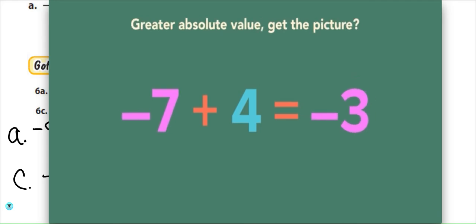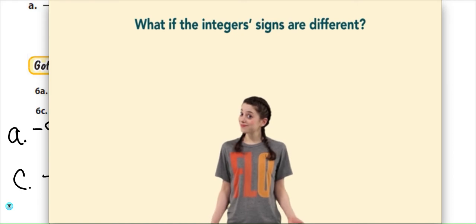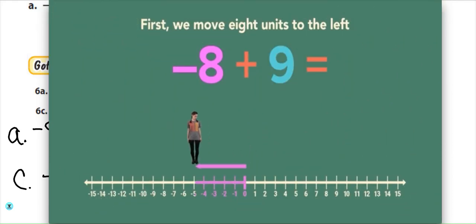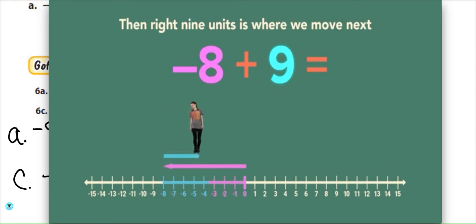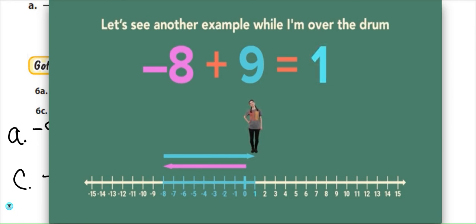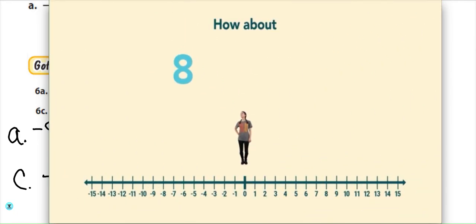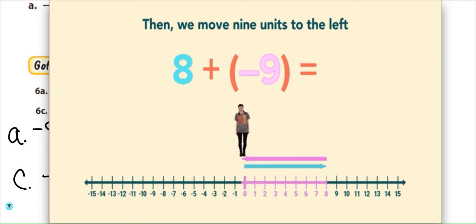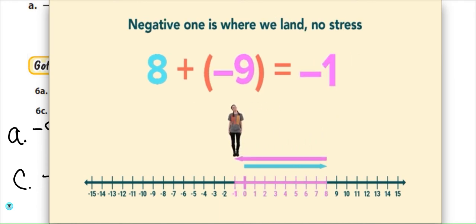Get the picture? So what if the integer signs are different, like -8 plus 9? Well, first we move 8 units to the left, then right 9 units is where we move next. The sum, where we end up, is 1. Let's see another example. How about +8 plus -9? First we slide 8 right on the number line, then we move 9 units to the left. -1 is where we land, no stress.